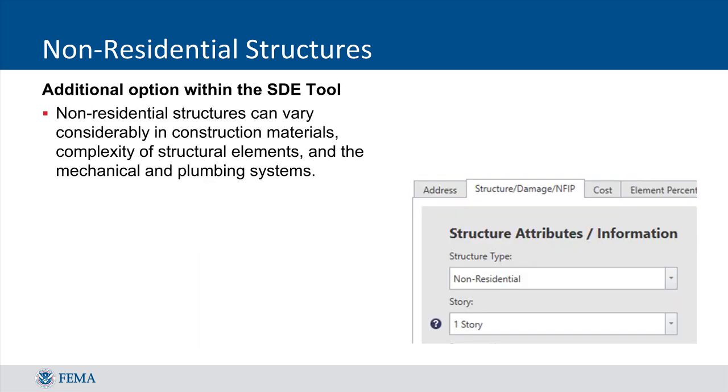When carrying out a non-residential structure assessment, the first step is to ensure you have selected the non-residential structure type under the Structure, Damage, and FIP Information tab. Because of differences in construction materials and style, choosing non-residential under the structure type will change the options for information that the tool asks you to put in the assessment. Make this change before beginning any non-residential assessment.